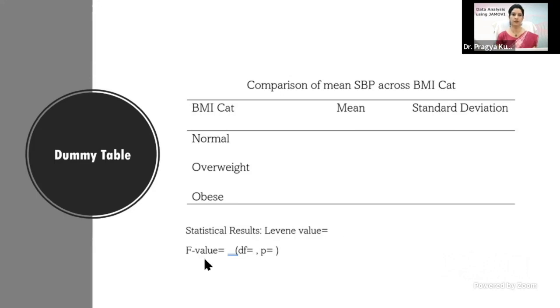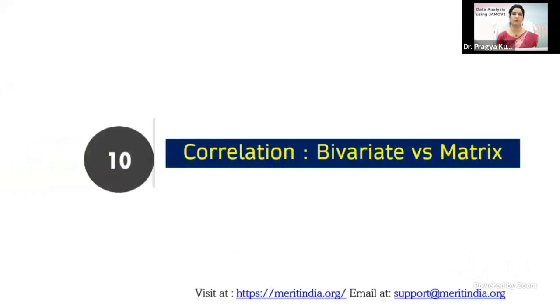This is the value of the F statistic, and then this is the degree of freedom and its p-value. So we have seen how to perform the one-way ANOVA. If you have to do the correlation, we have seen that when the two variables are continuous in nature, then we do the bivariate correlation.